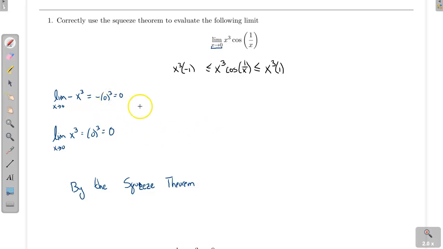So by the squeeze theorem, I know these two things are happening. I can say my limit of the function I care about equals 0. All right, so this is the squeeze theorem. You have to identify the lower function and the higher function. You need to show that they both have the same limit, and then by the squeeze theorem, the middle thing has to have the same limit.